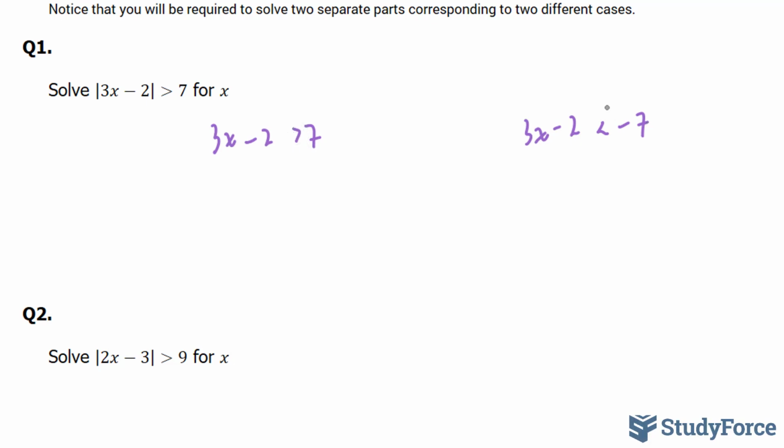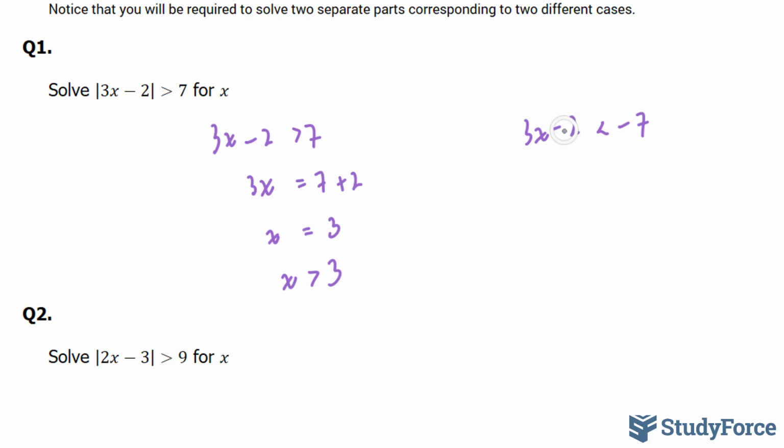We'll treat this as an equal sign. We'll bring this over. We end up with 7 plus 2, 3x on the left side. Therefore, x is equal to 9 divided by 3, which is 3. X must be greater than 3.